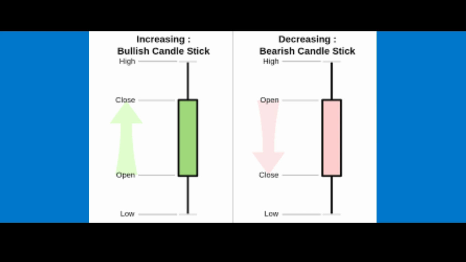So the wick at the top and the wick at the bottom are all the same on both candlesticks. The only difference is whether price was increasing in this time frame or this candle, or decreasing, right? If it's decreasing, then the close is below the open and it's bearish. If it's increasing, then the close is above the open, right? And it's bullish.